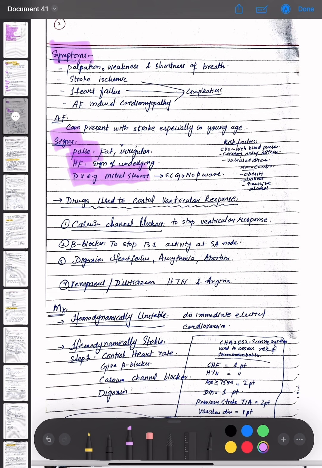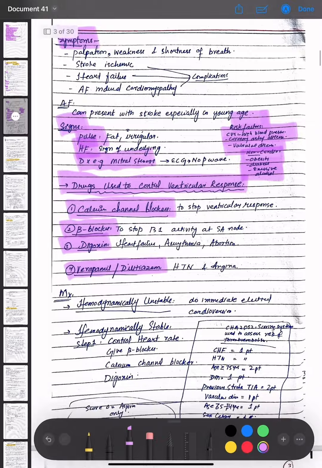The cardiac risk factors are high blood pressure, coronary artery disease, and valvular diseases. And the non-cardiac risk factors are obesity, diabetes, and excessive alcohol. These are the risk factors for atrial fibrillation. Now, the drugs used to control ventricular response are calcium channel blockers to slow the ventricular response, then beta blockers to block beta 1 activity at the SA node. Digoxin is used for heart failure, and verapamil or diltiazem is used for hypertension and angina.